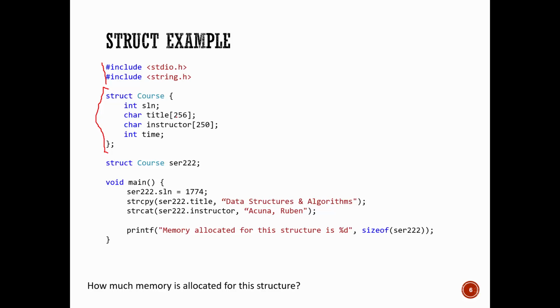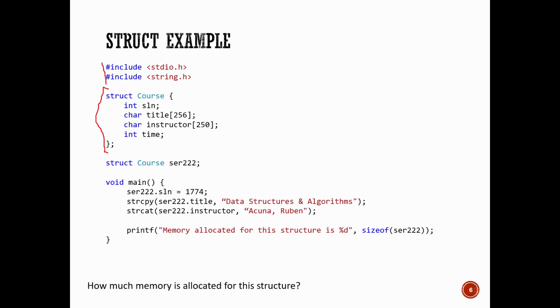I have an integer called SLN for section number. This is actually supposed to be modeling a class. I have a string called title, a string called instructor, and time. So I have four different elements inside of my struct. Right, I have four pieces of data.